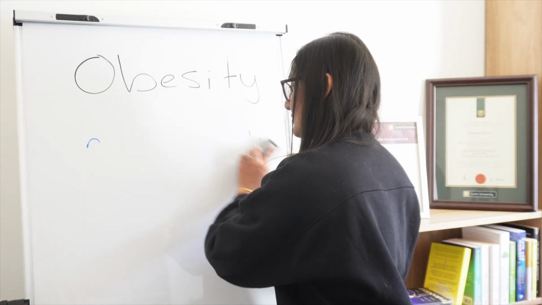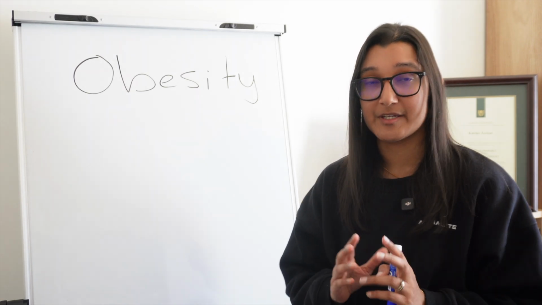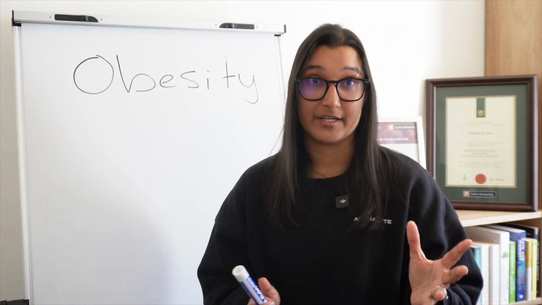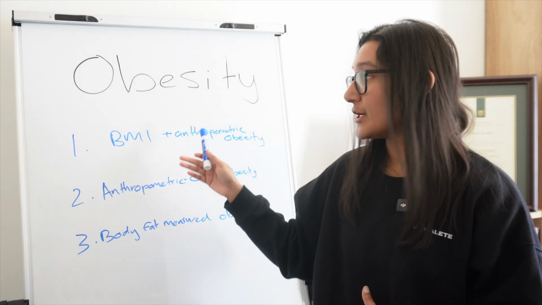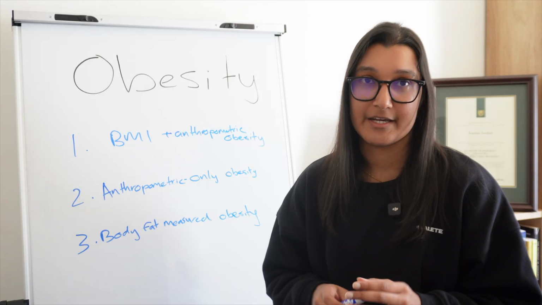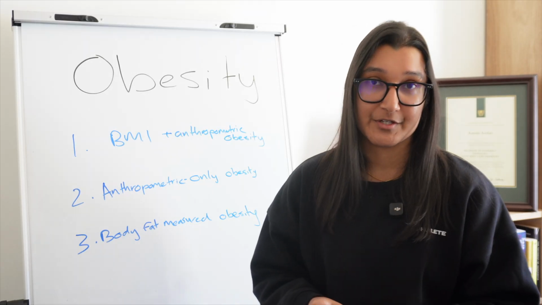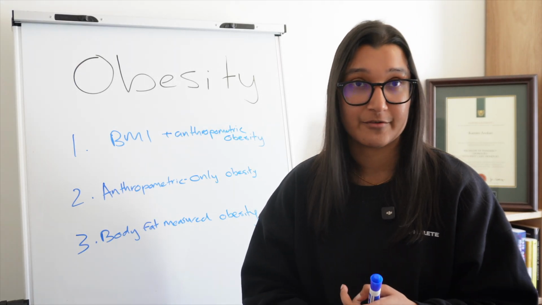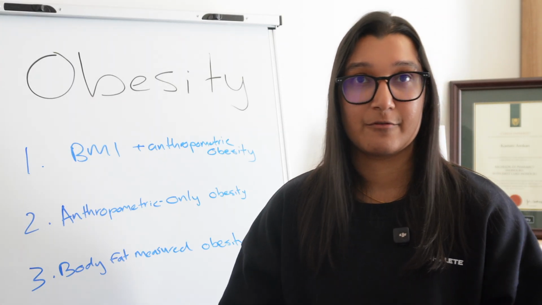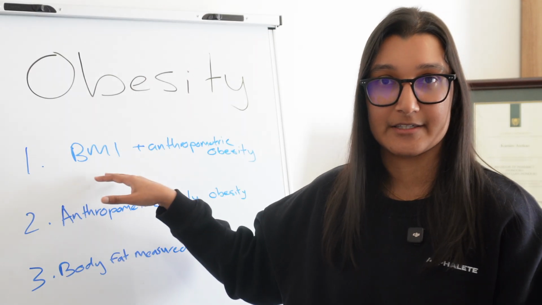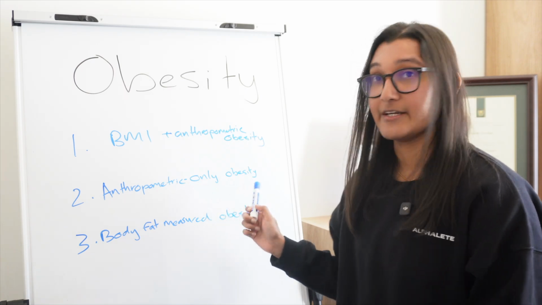And so at the end point of all these discussions was the fact that obesity could be diagnosed in three main ways. The first is called BMI plus anthropometric obesity. So this is when BMI is above the usual cutoff rate, so 30 or above, and one of the waist measures is elevated. So that could be waist circumference, waist to hip, or waist to height. But if your BMI is simply above 40, then you fit this regardless of your waist measurements.